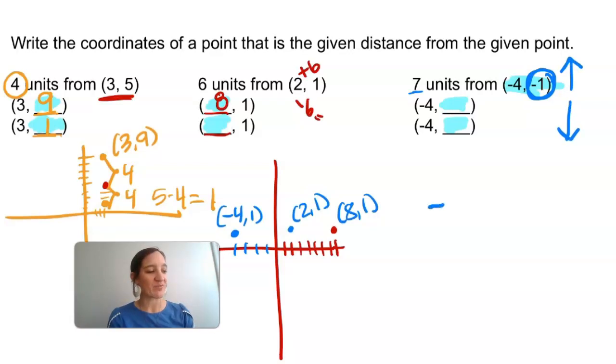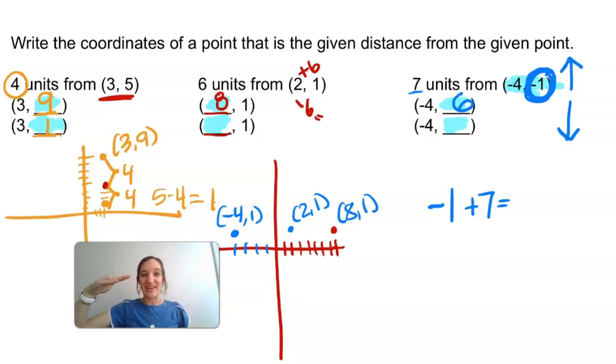So if we're at -1, and we're going to add 7 to that, we're going to go to the right. We're at -1, 0, 1, 2, 3, 4, 5, 6. We're going to end up at +6, correct? Then, if we're at -1 and we're going to go down 7 units, we're going -2, -3, -4, -5, -6, -7, -8. There's my 7 units away. That's going to put me at -8.